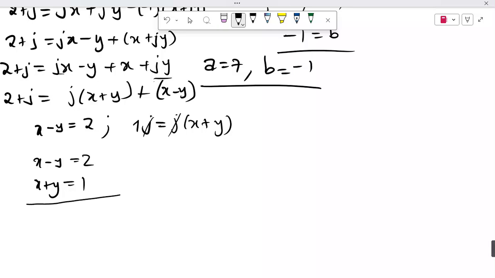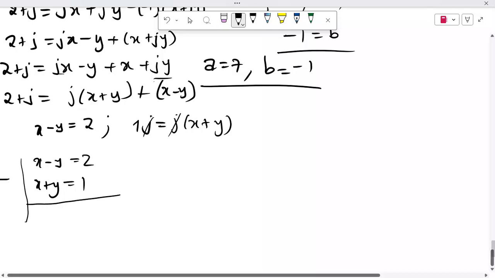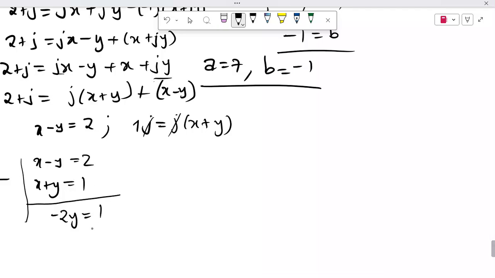So you can solve this simultaneous equation. Here I think we can just use elimination, subtracting. x minus x is 0. Then negative y minus y will be negative 2y. 2 minus 1 is 1. So negative 2y equals 1, and y equals negative half.